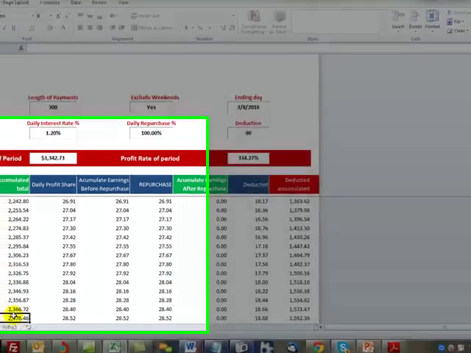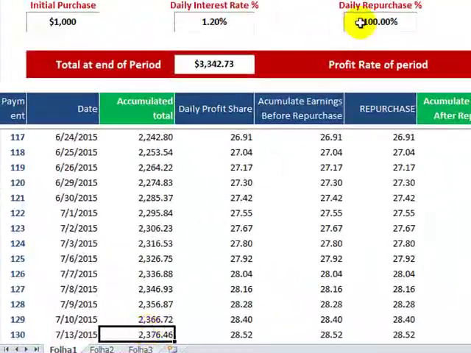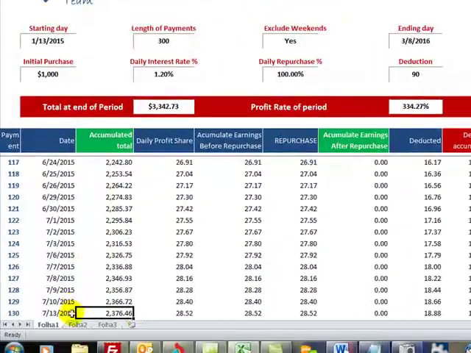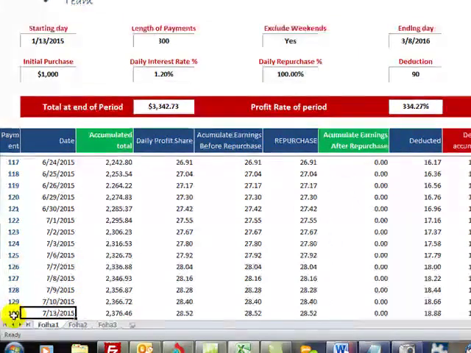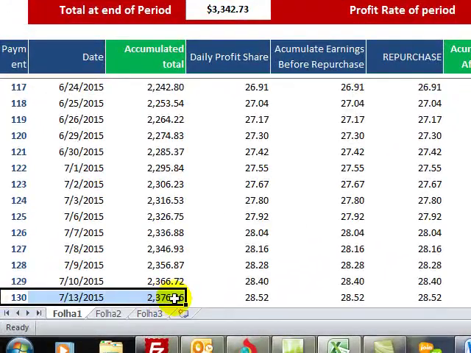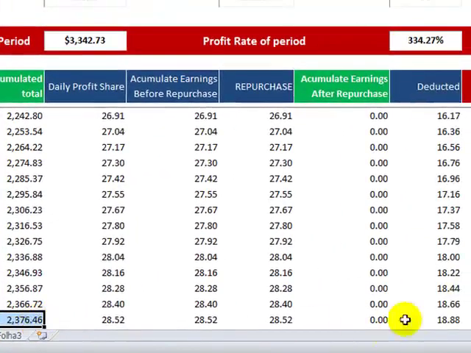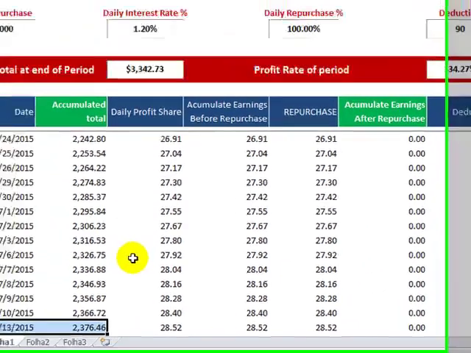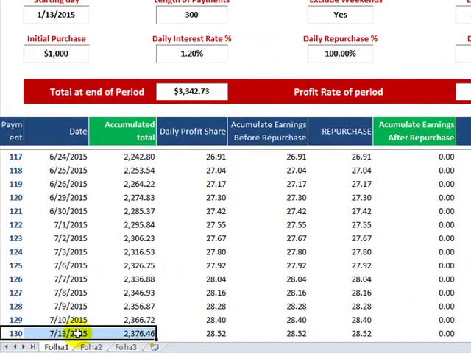So if you leave your money in there at 100% repurchase for 6 months, which is today's starting date and the ending date on payment 130, you've more than doubled your money in 6 months. That's taking into account all of the deduction. Okay, so what if you leave your money in there for 9 months?